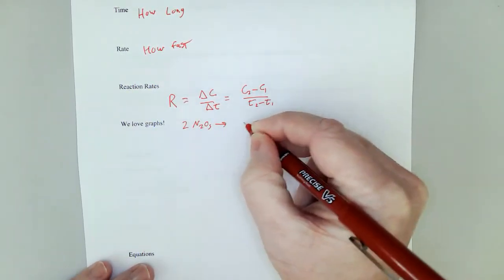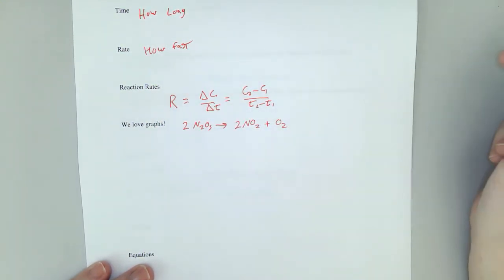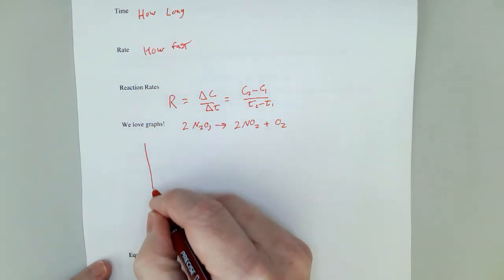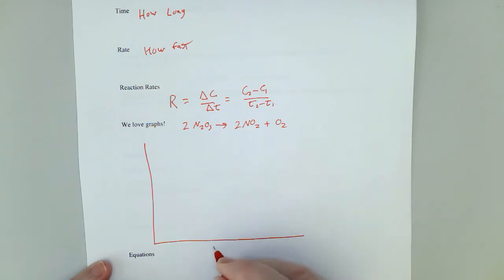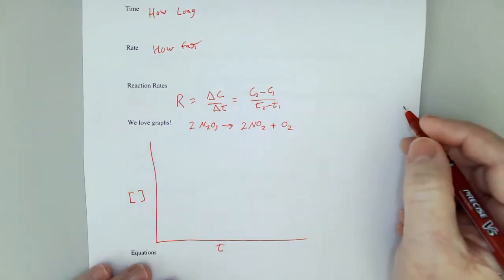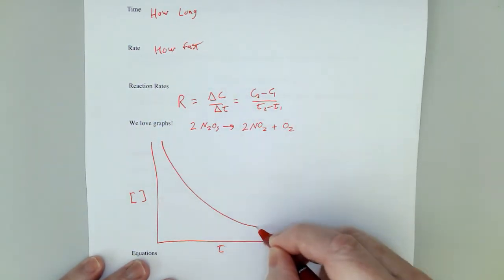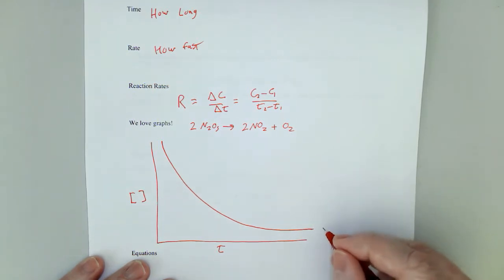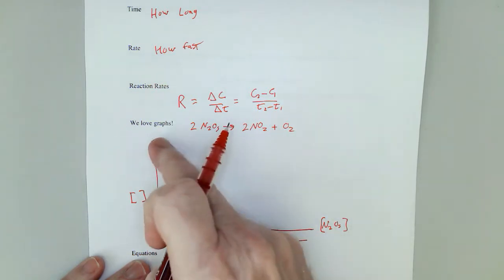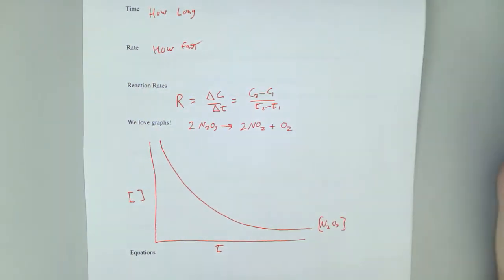2N2O5 breaks down into 2NO2 and O2. Okay? Now, when that happens, we can actually plot time versus concentrations measured in molarity. Now, the N2O5 concentration comes down and looks something like that. So over time, its concentration is going to decrease because it's a reactant and it's being used up.